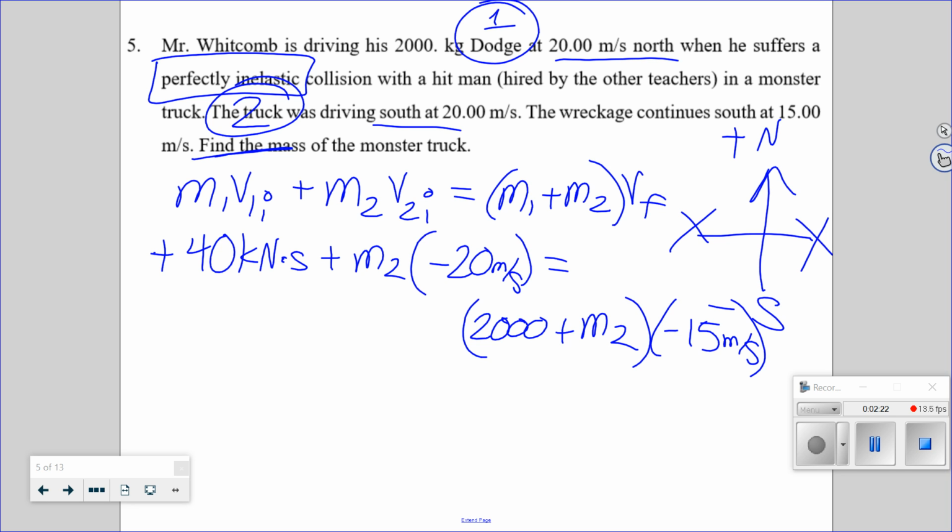Units optional, but I'm including them here to explain what I'm doing. So I use the equation right off the equation sheet. I made sure by highlighting and checking that that equation applies to this situation, perfectly inelastic. It definitely does, and I'm just filling in as many numbers as I can. I could have made my Dodge object 2 and the truck number 1, but it comes out to the same situation.